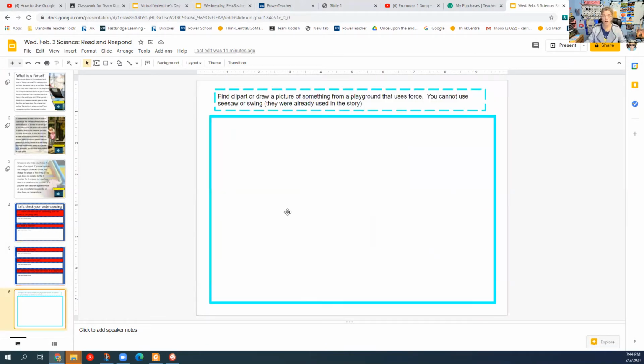If you want to draw or find clip art to show a picture of something from the playground that hasn't been mentioned already, that you like to play on, that uses some kind of force, which is the push and the pull, even if it's not on the playground, it can be anywhere. Maybe you enjoy a certain sport at home, or you enjoy hunting. Maybe there's an example there, but then you're going to make a drawing or find clip art to include in this space to show us that example of some kind of force in real life.